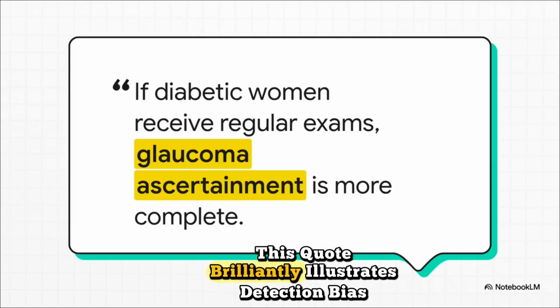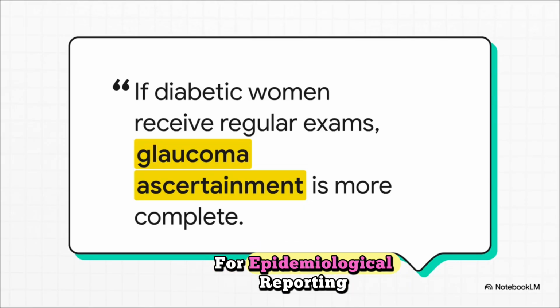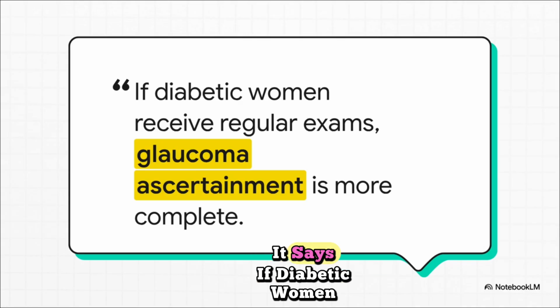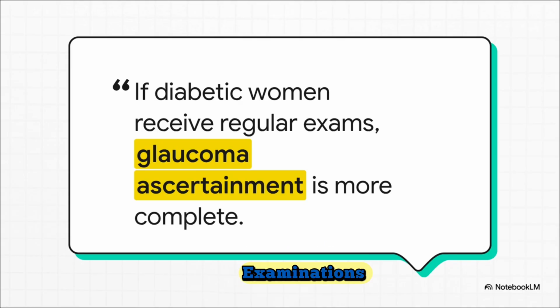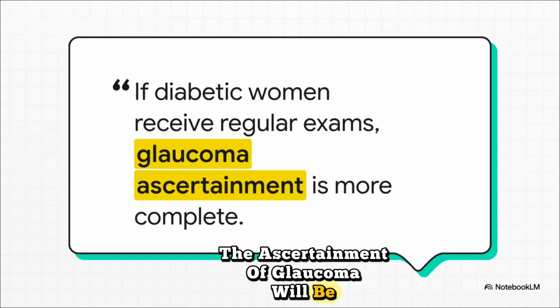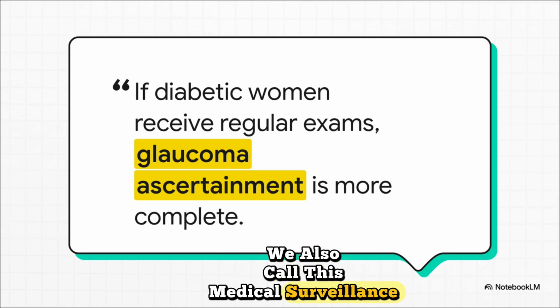This quote brilliantly illustrates detection bias. This comes straight from the STROBE guidelines, which are pretty much the gold standard for epidemiological reporting. It says, if diabetic women receive more regular and thorough eye examinations, the ascertainment of glaucoma will be more complete. Think about what that actually means. We also call this medical surveillance bias.